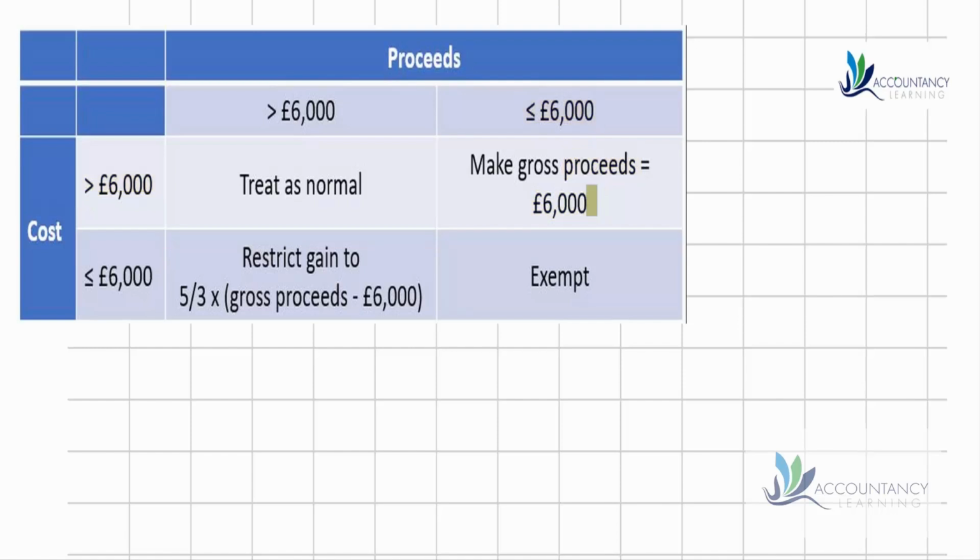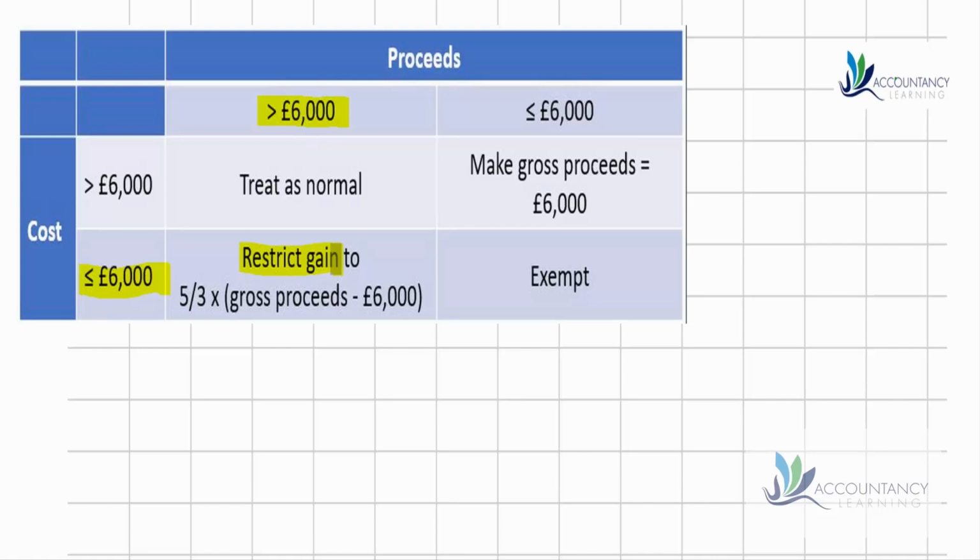And then the final situation is that we sell something for a lot of money, but it didn't cost us very much. Potentially we found a good bargain at a car boot sale, and then when we go to sell it, we discover it's actually quite valuable and we make a lot of money on it. The government doesn't want to penalise people for finding a good bargain at a car boot sale, so there's going to be a restriction on the gain.